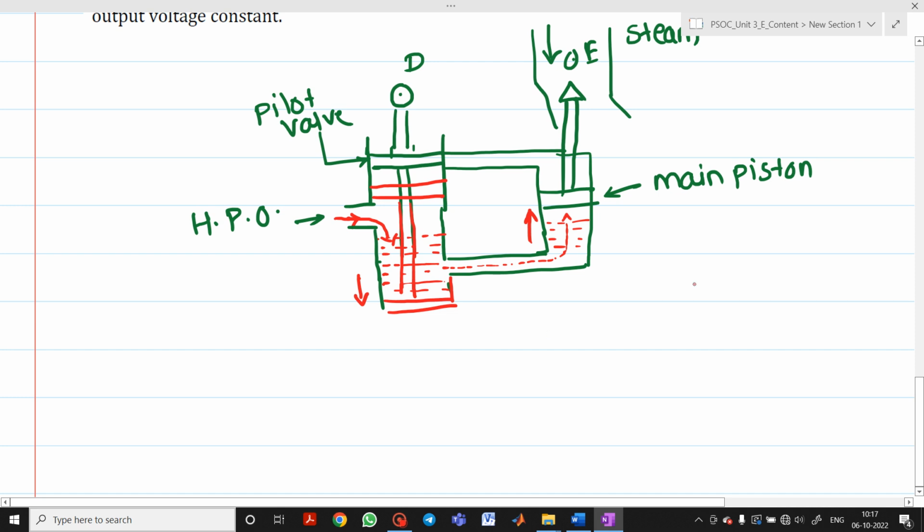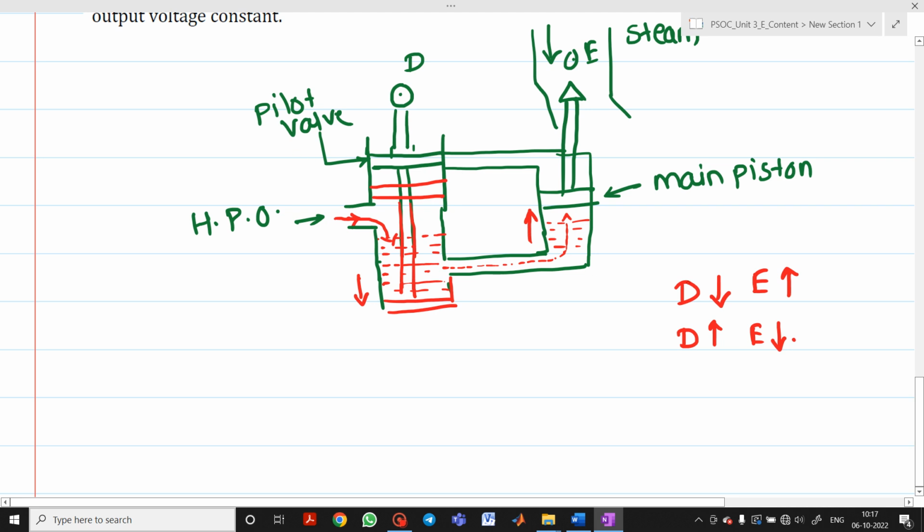So what you observe here is that when D moves in the downward direction, as soon as your high pressure oil enters into this, your E will move in the upward direction. And the exactly opposite will also happen. When D moves in the downward direction, E will be in an upward direction. And when D moves in the upward direction, then E will move in what? It will move in a downward direction.